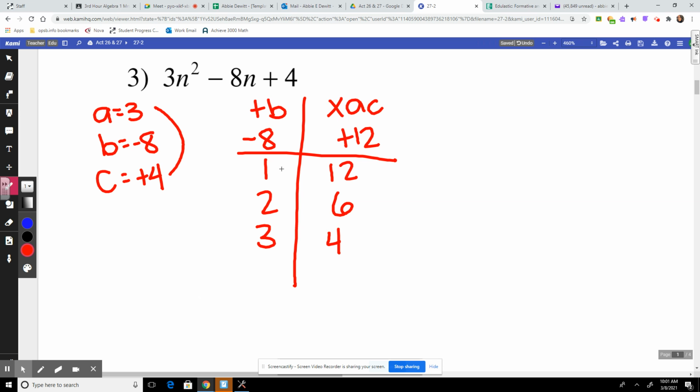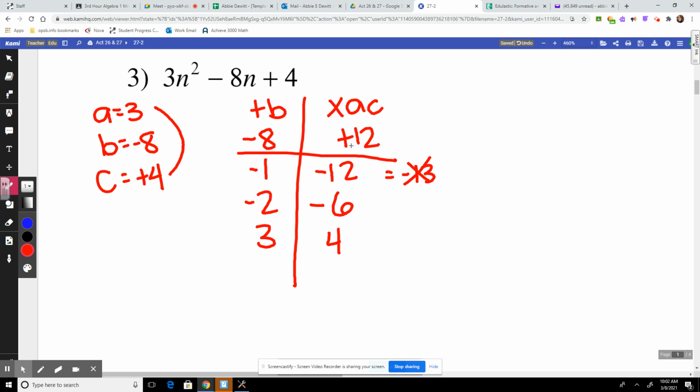Now at this point, I need both of my integers to multiply to a positive, but add to a negative. So if I'm multiplying to a positive and adding to a negative, that's going to tell me that both of my integers need to be negative. Negative 1 times negative 12 is positive 12. Negative 1 plus negative 12 is negative 13. Well, that's not negative 8.